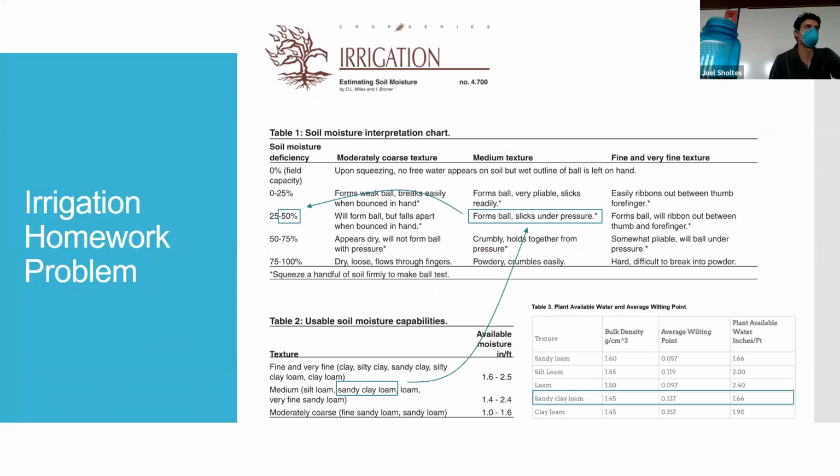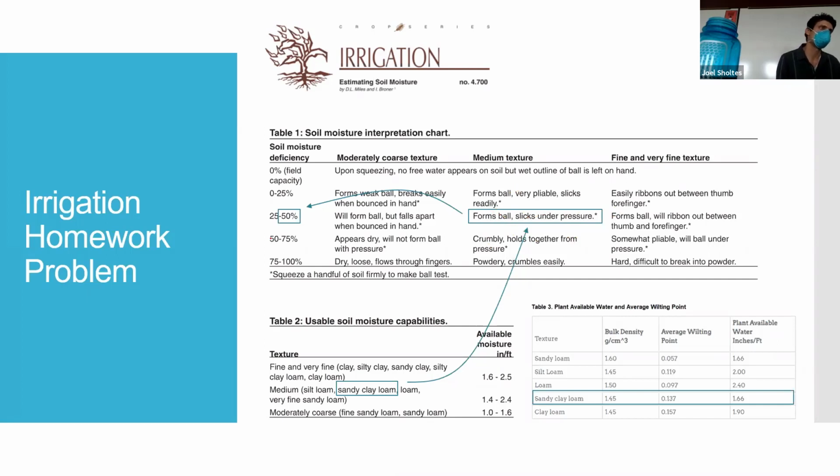Okay, so I'll just walk you through how this homework problem is going to work. I give you some basic information. I think I give you the texture of the soil, so I say it's a sandy clay loam. Maybe you sent away a soil sample and had it analyzed, and they told you this is your soil texture. So it's a medium texture, a sandy clay loam. And then I said that this sandy clay loam forms balls and slicks under pressure. This is the kind of hand test that you can do. It's a medium-textured soil that forms balls and slicks.